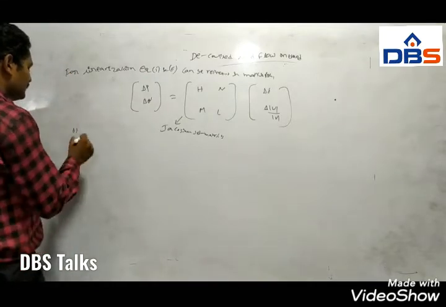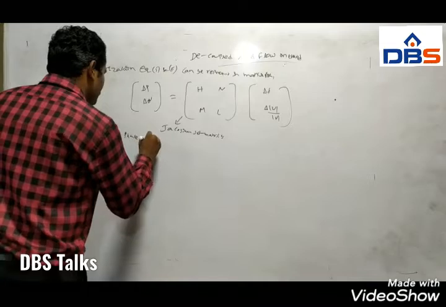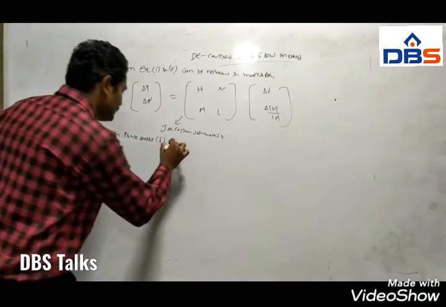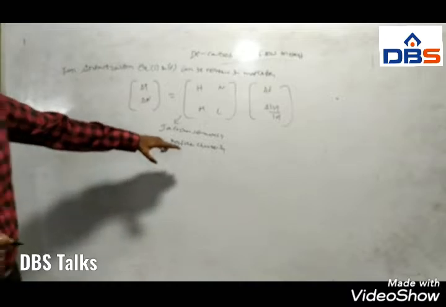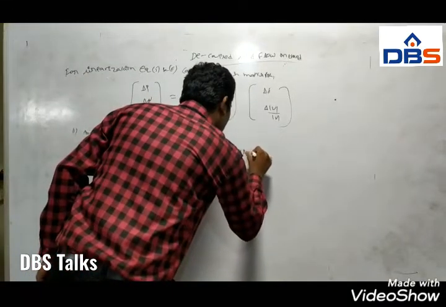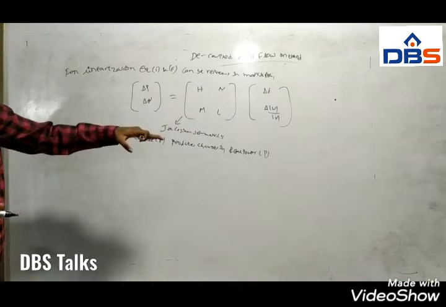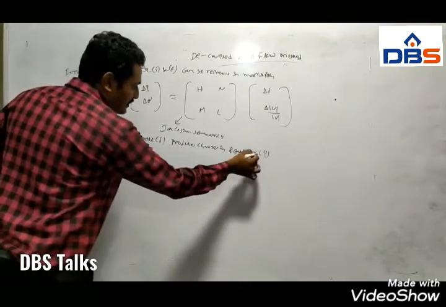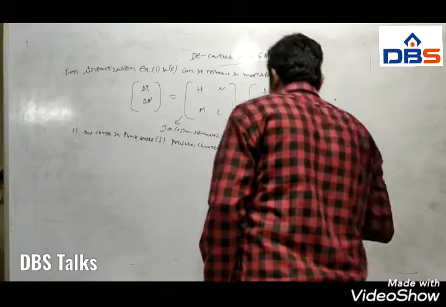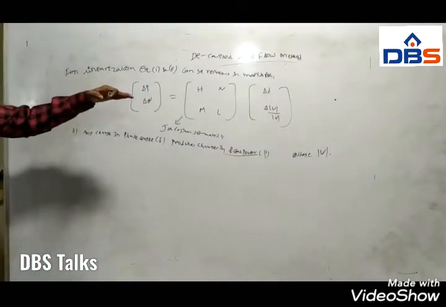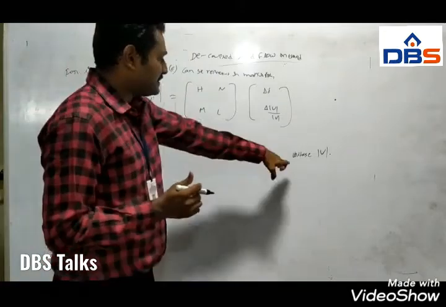In that, the first one is: any change in phase angle δ produces changes in real power P, whereas the real power is not directly affected by any changes in voltage magnitude. So the first assumption is that any change in phase angle produces changes in real power, whereas it is not affected by the change in voltage magnitude.